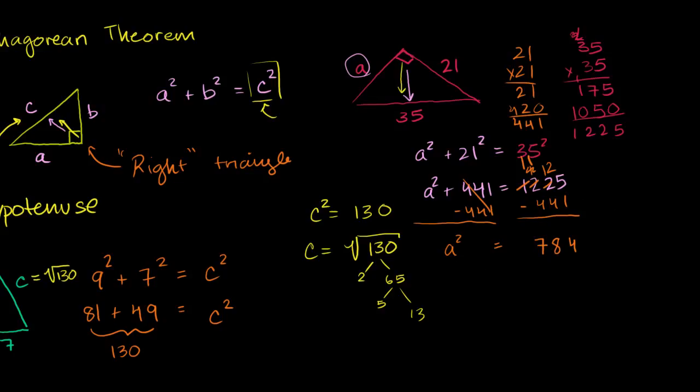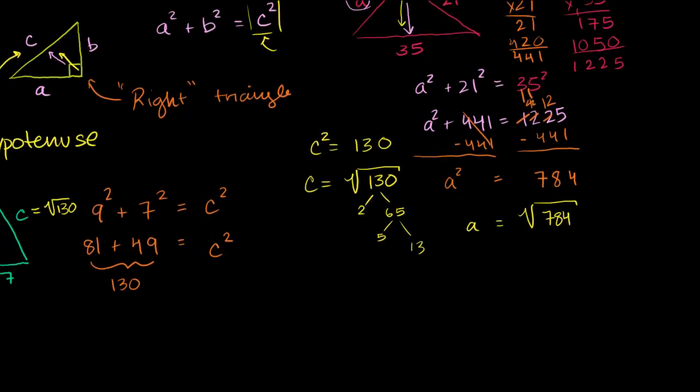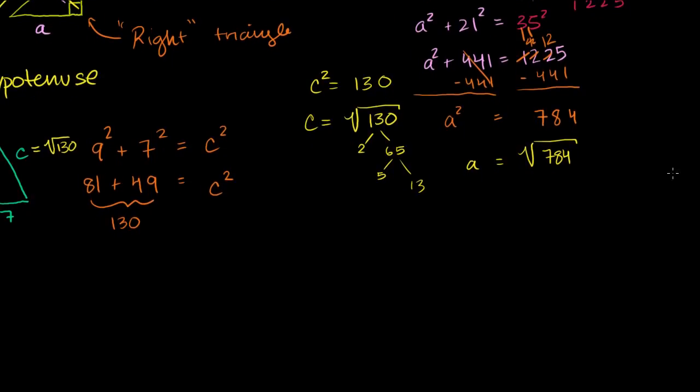And we could write then that a is equal to the square root of 784. And once again, I'm very tempted to use a calculator, but let's not. So this is 2 times what? 392. And then, right, 390 times 2 is 780. Yeah. And then this is 2 times what?